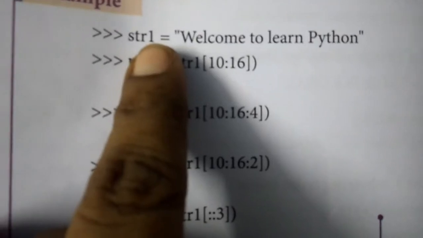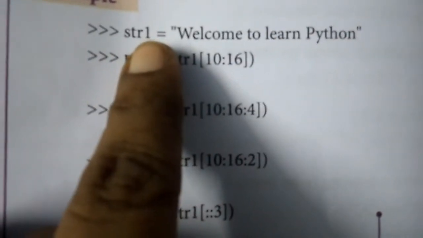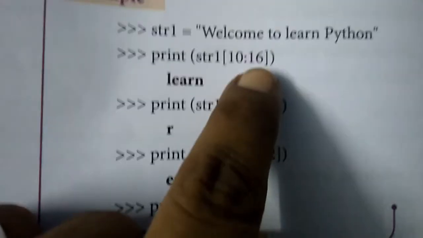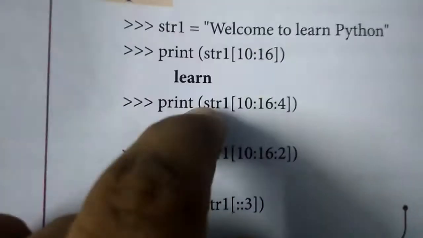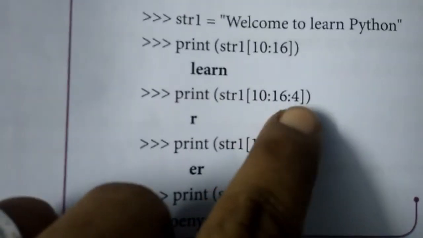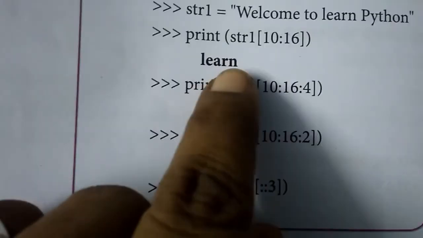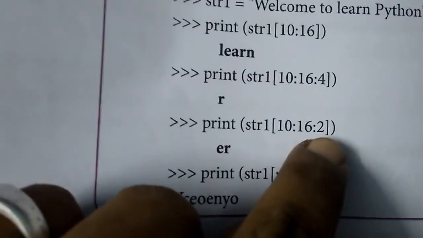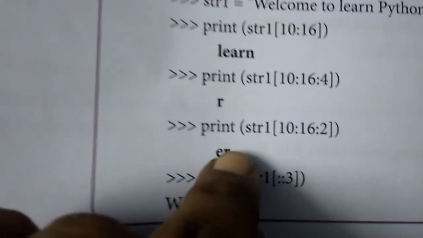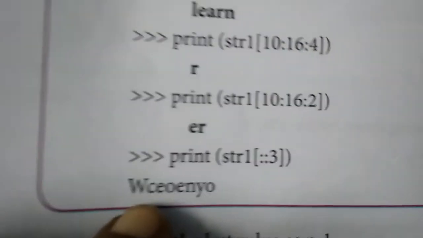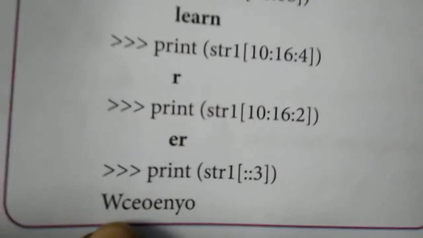So str1, I am having "welcome to learn Python". Print str1[10:16]. So we take 10, which means learn, to 16. 10 to 16 with stride 4 means in this we are having the fourth value, r. Next, 10 to 16 with stride 2 means e, r. Okay, and next the stride will be 3, and this value should be encrypted.